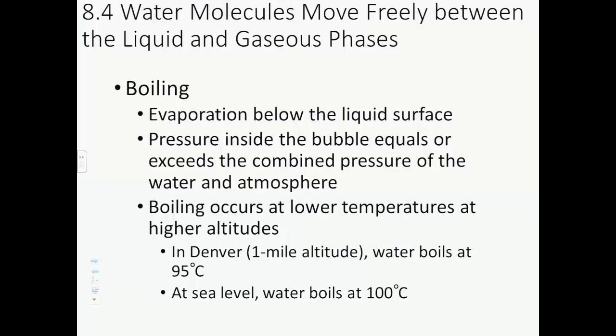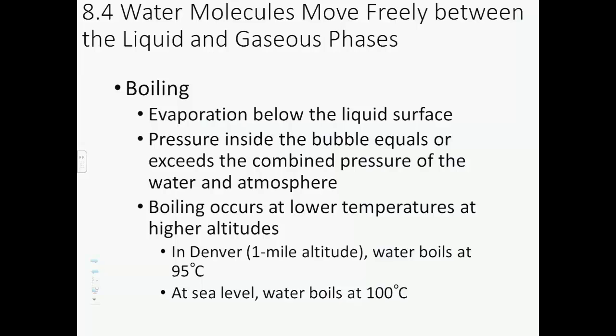Okay? So if we think about it this way, at Denver, is there more pressure on the water or less pressure on the water? Less pressure on the water. Why is that? It's 1 mile altitude, so the amount of molecules pressing down on Denver, which is our mountainous city, is not nearly as high as it is at sea level. There's not as many molecules in the atmosphere at Denver as there are compared to, say, Louisiana. So there's not as much pressure outside of the boiling pot of water.